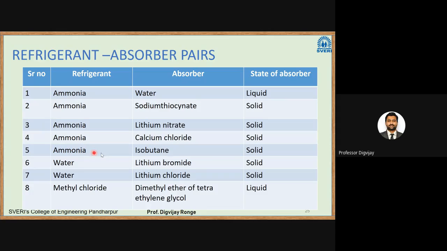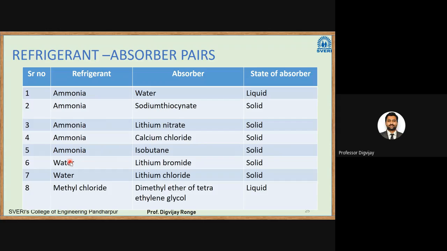With ammonia and isobutane, in that case, isobutane is also in solid state. Isobutane, as you know, is a gas that we use for burning purposes. But if you compress it to a large pressure and then cool it, it will form a solid. Sixth, we have water. In this case, water was the absorber. Now we have water as a refrigerant.